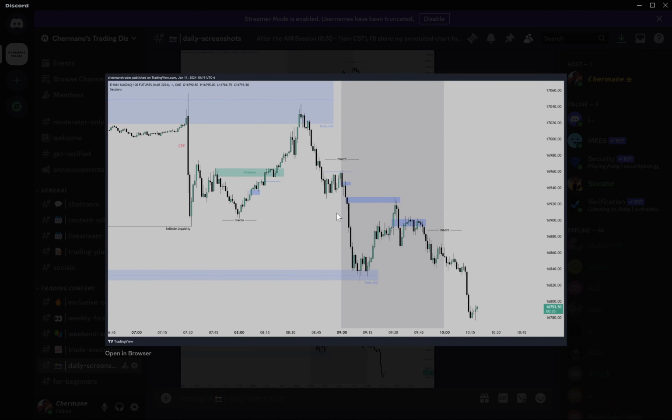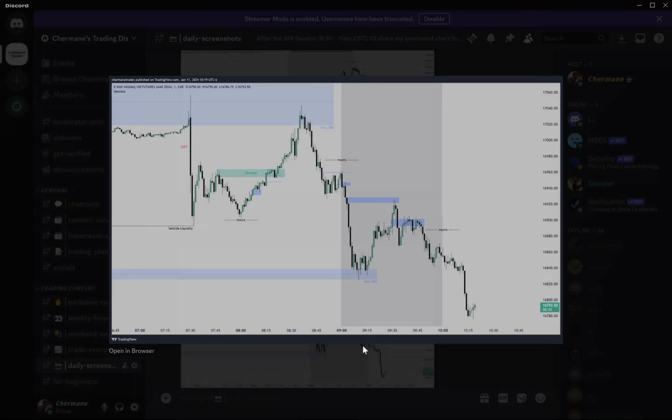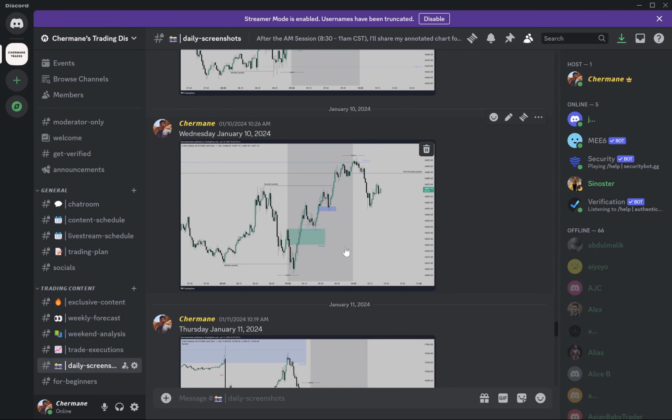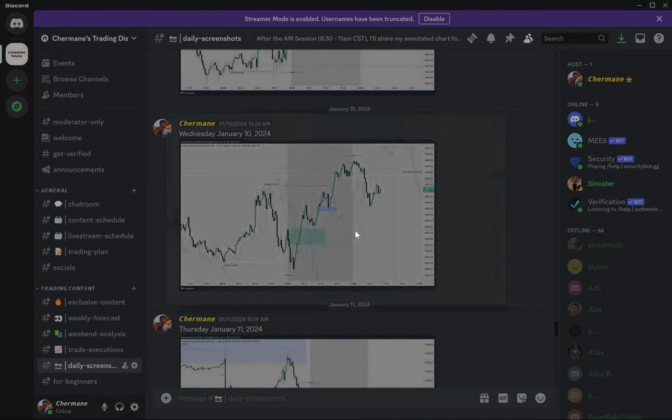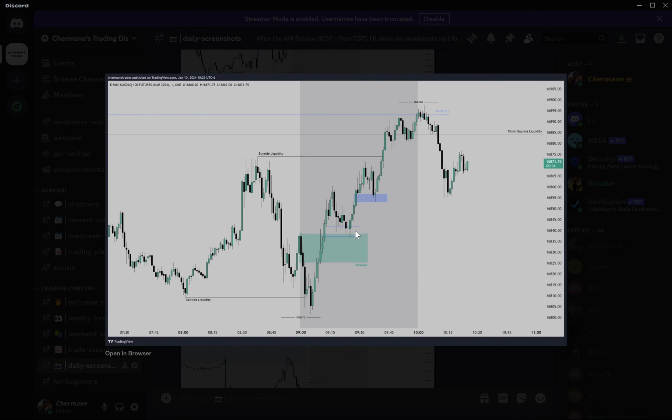This is a simple, beautiful rally. Fair value gap, trade down into it. Fair value gap forms during the macro. Beautiful. Let's find another one. One more. I'm having too much fun. Here we go. This one right here.